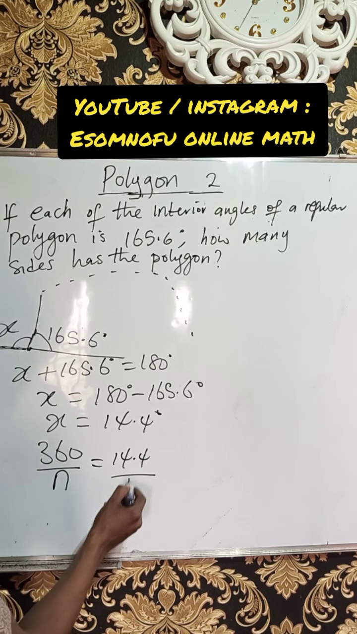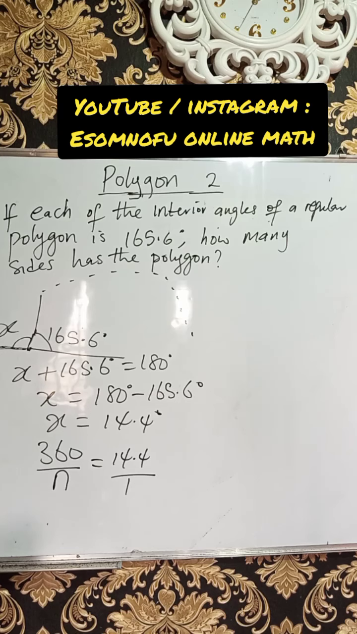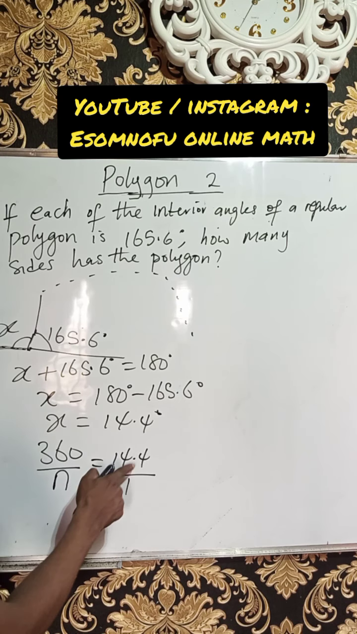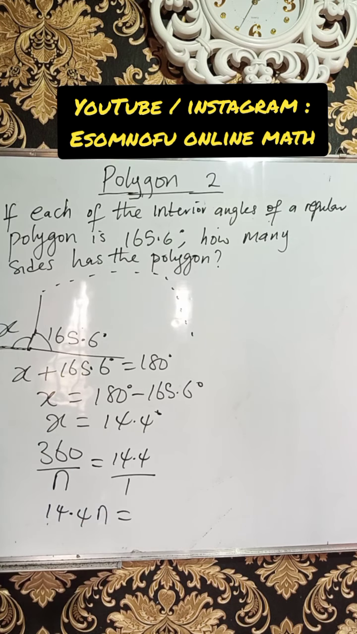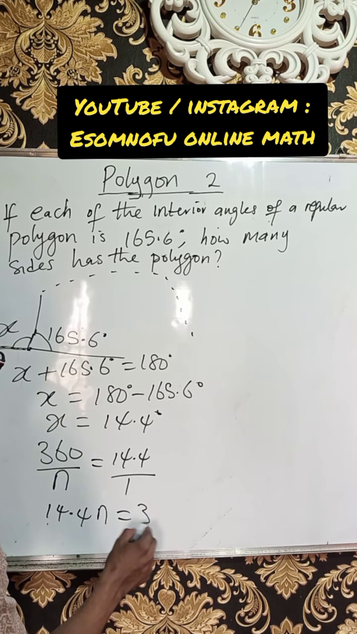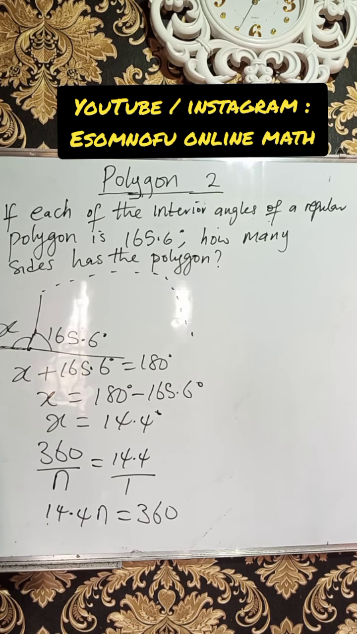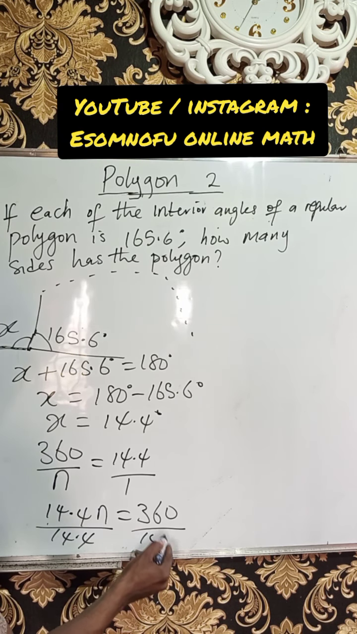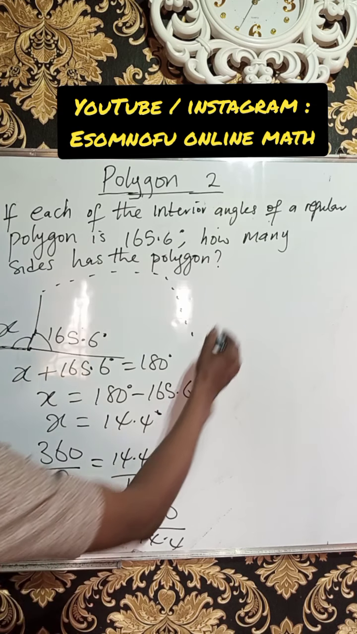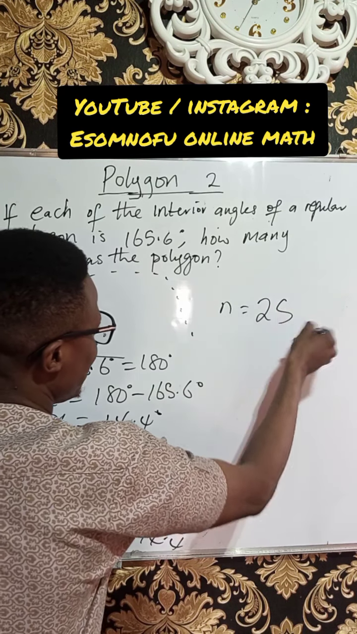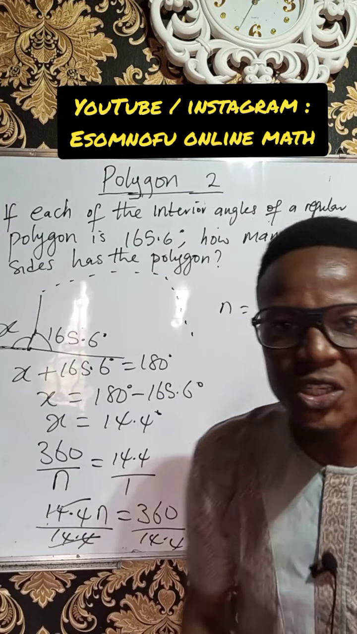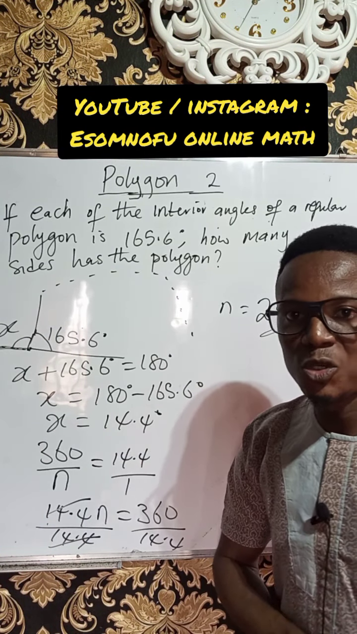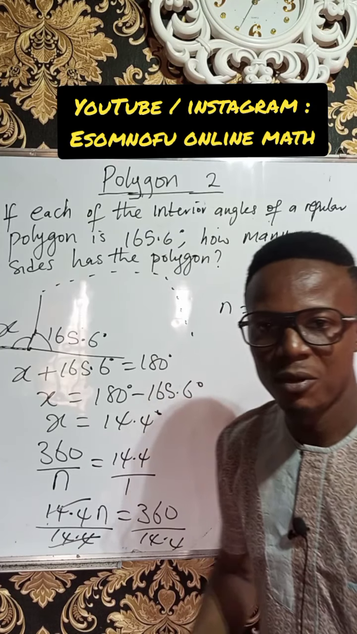You can call this all over 1, then cross multiply. When you cross multiply, n times 14.4 is 14.4n equals 360 times 1, which gives us 360. So to get n, divide both sides by 14.4 over 14.4. And when you do that, n will also give you 25 sides, and that is the answer. So you see that you can take the interior angles to solve it, or you take the exterior angles to solve it. Let's take one more.